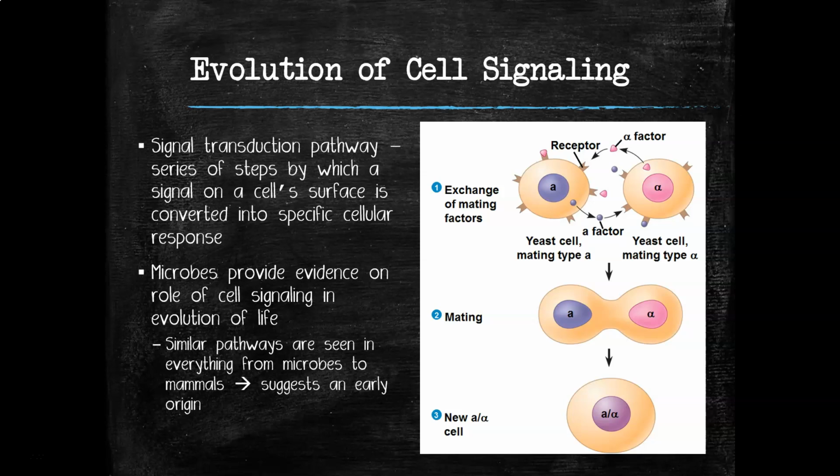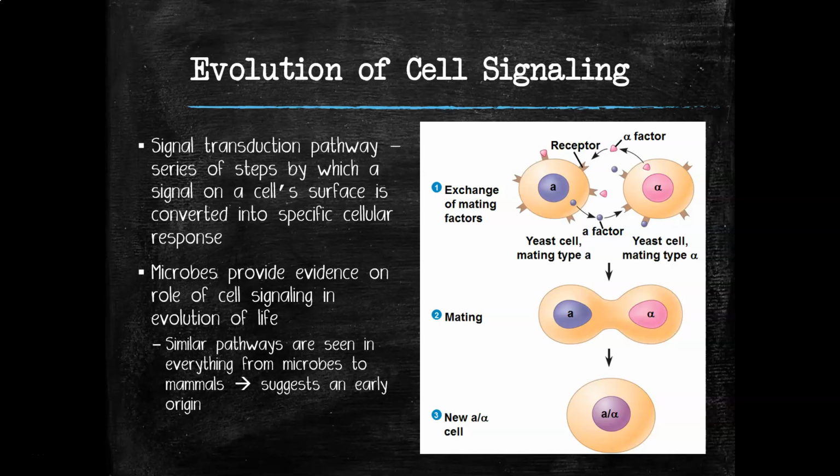So when we look at the evolution of cellular signaling, like I said, there really are these universal pieces. And one of those big pieces is this idea of a signal transduction pathway. All this is going to be is a series of steps that occur within a cell. Once that cell receives its molecular signal from its external environment or from another cell in a multicellular organism, that signal gets received on the cell surface and then gets converted into a very specific cellular response. And we see these sorts of signal transduction pathways even in microbes.